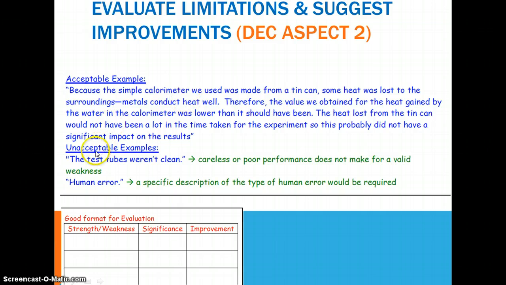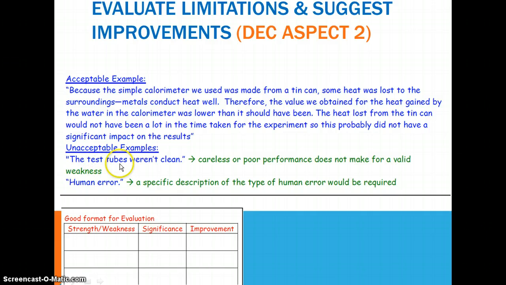You'll notice that the unacceptable examples are very short and the acceptable examples are long. Just because it's long doesn't make it good. What makes it good is that it has a significance of why the limitation is a problem. The unacceptable examples are very vague and don't tell me squat.